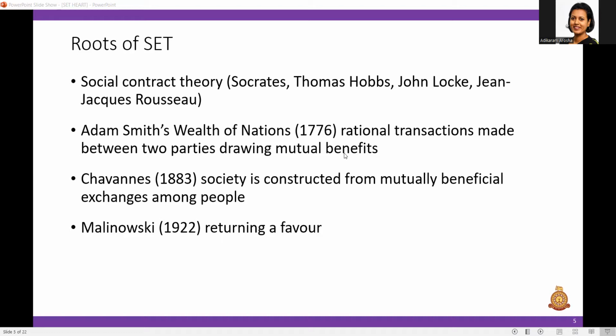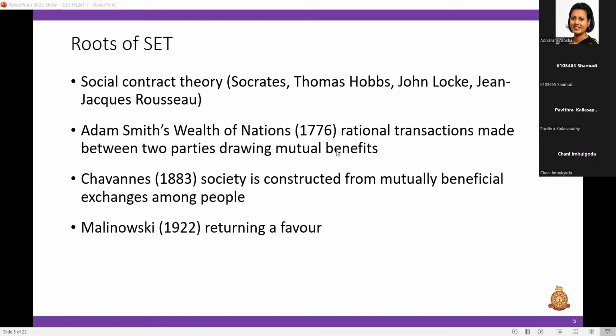So there is this reference. Although they haven't used the word social exchange relationship or social exchange theory, people have gone back to these to say, okay, these are some of the roots, or people have talked about this even as far back as 1776. Then these are some of the sociological and anthropological studies where they have looked at mutual exchange, mutually beneficial exchange among people in society.